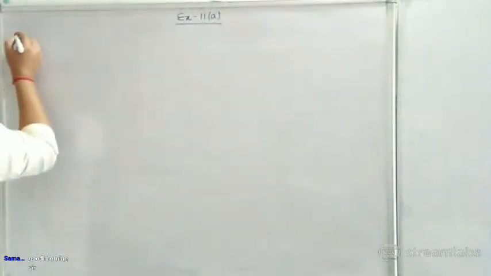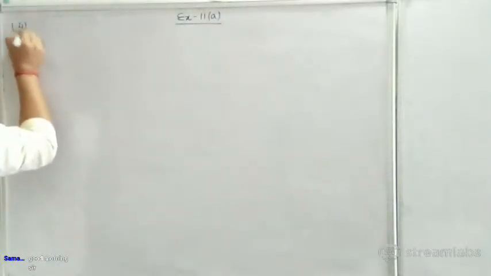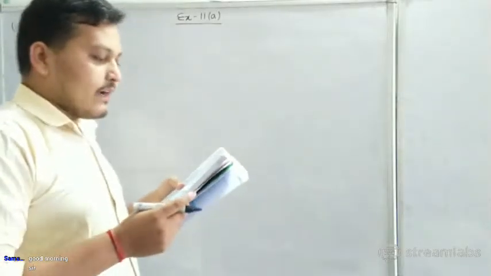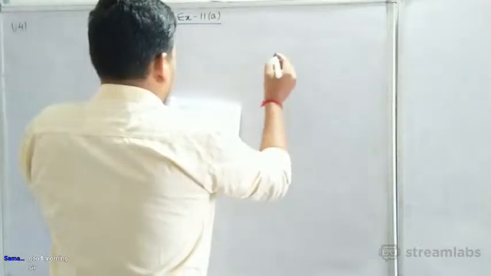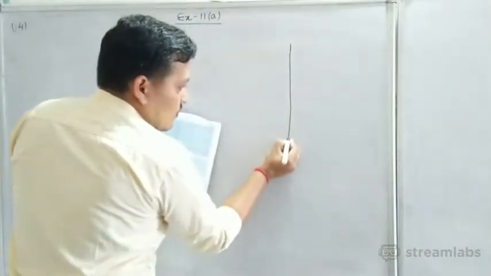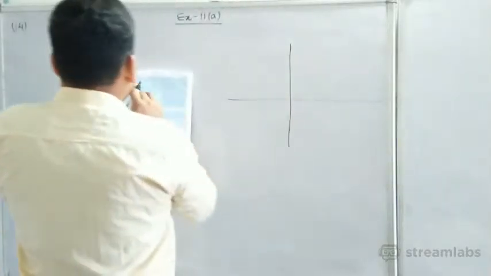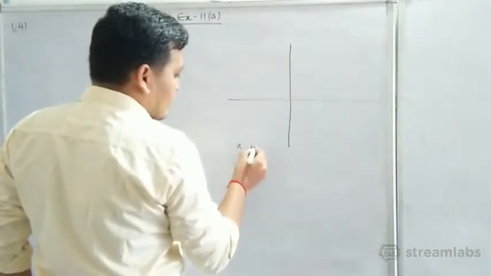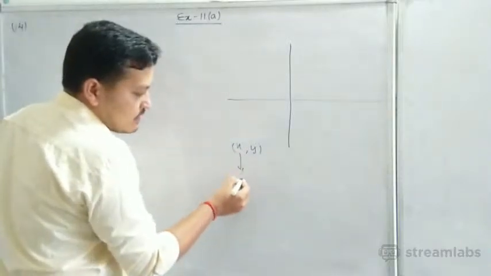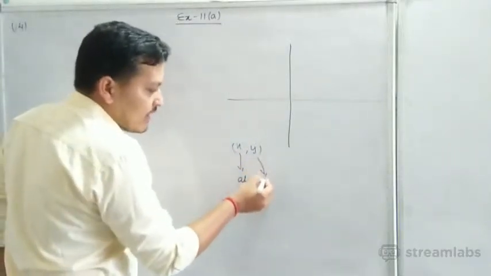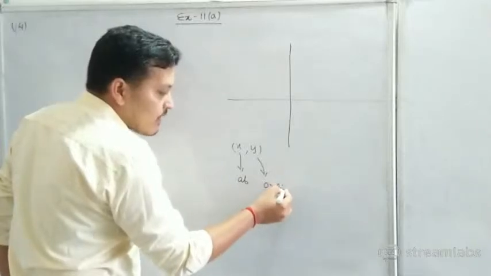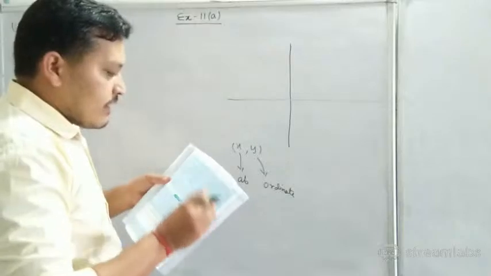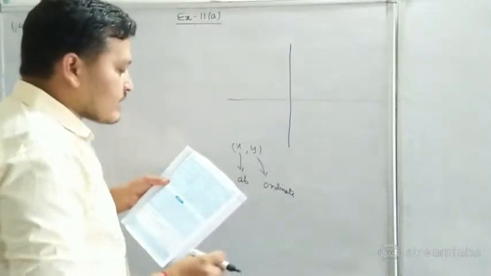Now I am starting your question number 14. A point on the y-axis whose ordinate is 5. Suppose this is our quadrant. You know that on the x-axis and y-axis, the x-axis point is known as abscissa and the y-axis point is known as ordinate. Now in this question we have a point on the y-axis whose ordinate is 5.